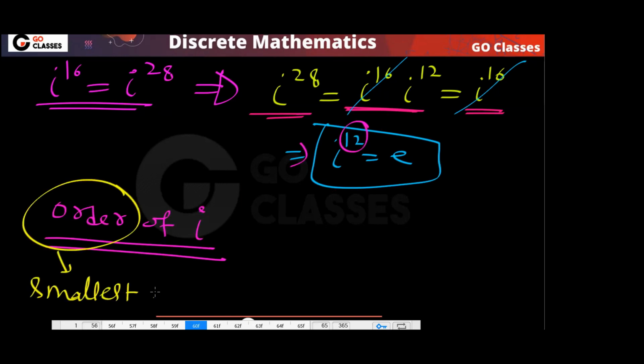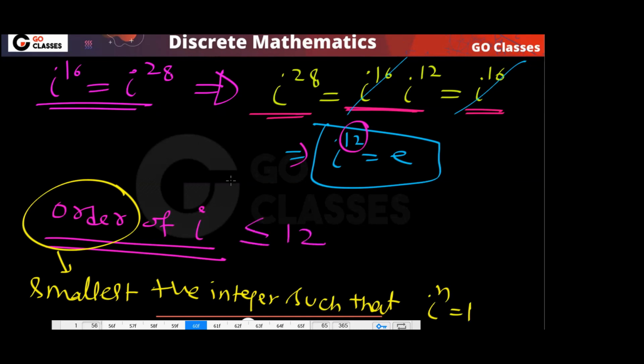This means smallest integer. This means smallest positive integer such that a power n, I power n, is equal to the identity element. Okay, so this is the idea. So I can say order of I is definitely less than or equal to 12. Agree or not? Yes or no? Is this clear to everyone?